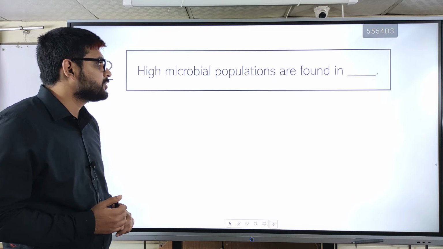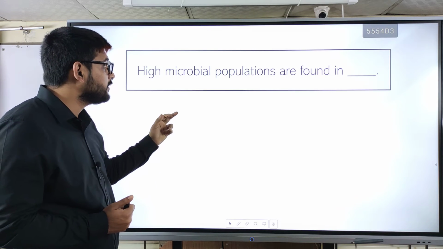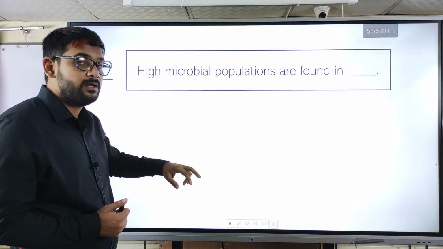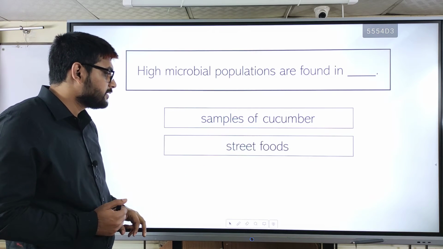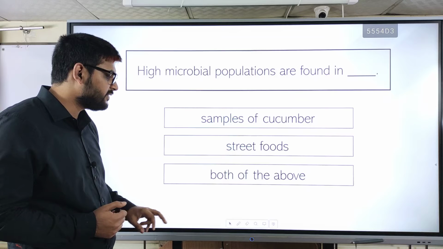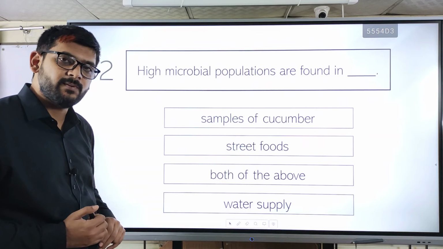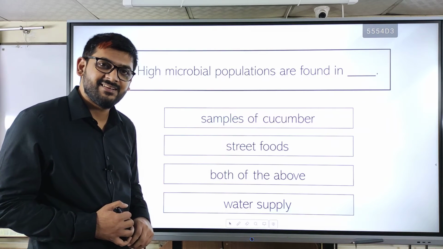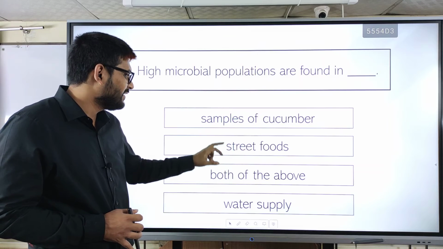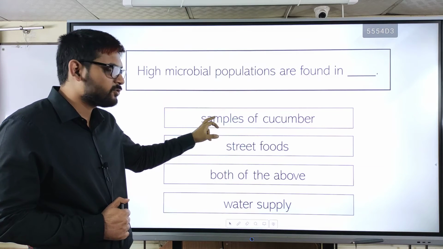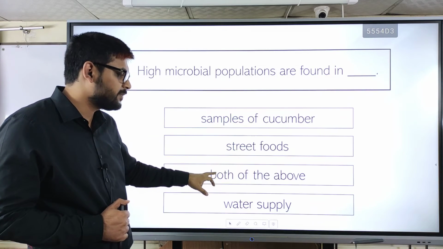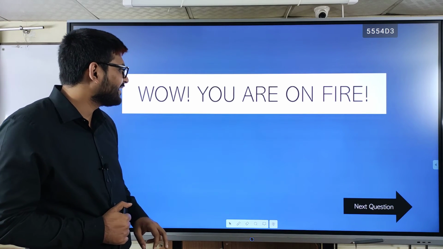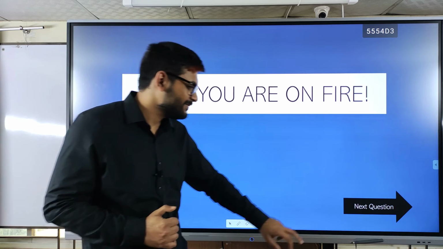High microbial populations are found in. Where did we find a high microbial population? Samples of cucumber, street foods, both of the above, or water supply? What do you think? I think you got it right. We find microbial population in both cucumber and street food. So the answer should be both of the above. Yes, wow, you are on fire.